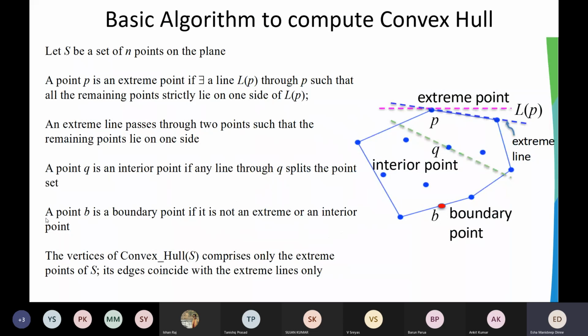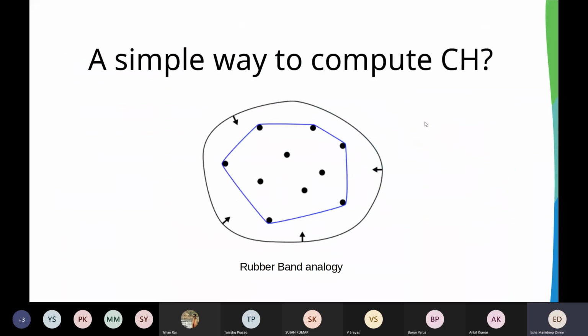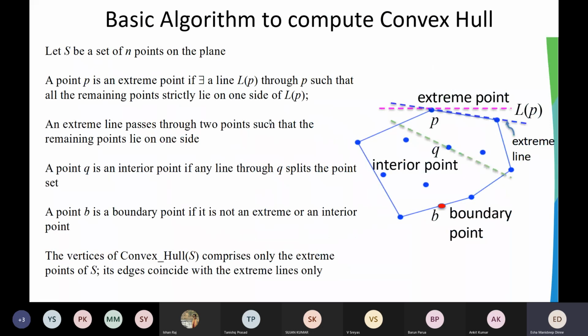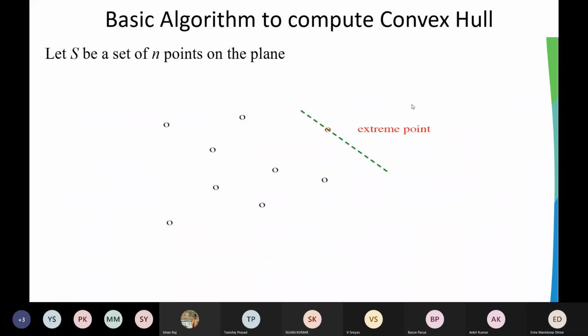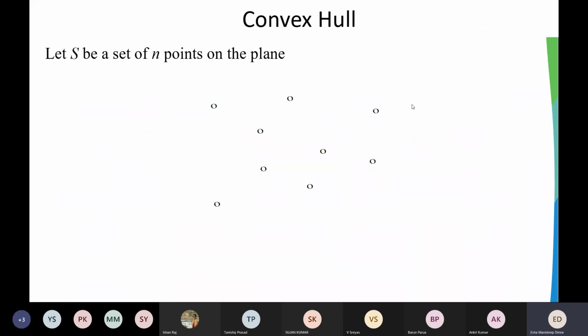Now the vertices of the convex hull comprise only the extreme points of S, and the edges coincide with the extreme lines only. This is also easy to see, because if some other point is on the convex hull as a vertex, then we clearly saw that such a point should be an extreme point. So the convex hull comprises only extreme points, and its edges are extreme lines. Okay, let S be a set of n points in the plane.